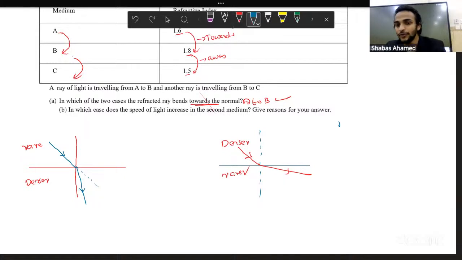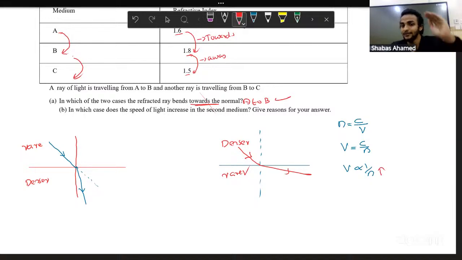So we know the refractive index is given by C divided by the speed of light in that medium. Or we can say V is equal to C by N, just rearranging the equation. From this equation, we can say that the speed of light is inversely proportional to the refractive index, which means as the refractive index increases, the speed of light decreases. That is the meaning. Understood? As the refractive index increases, the speed of light is decreasing.